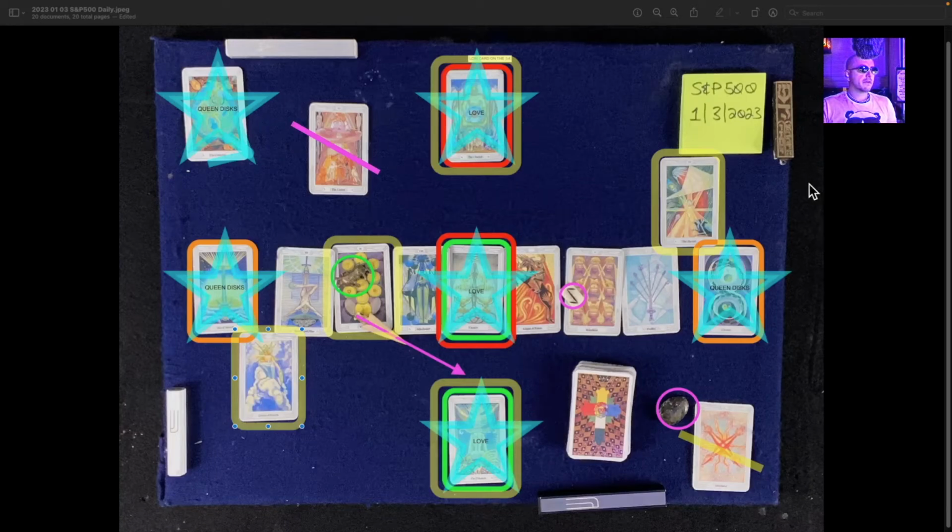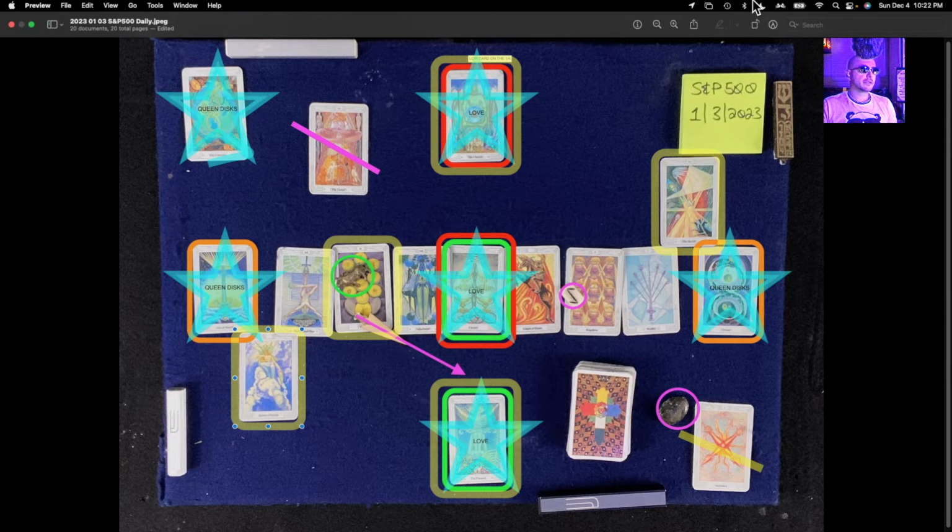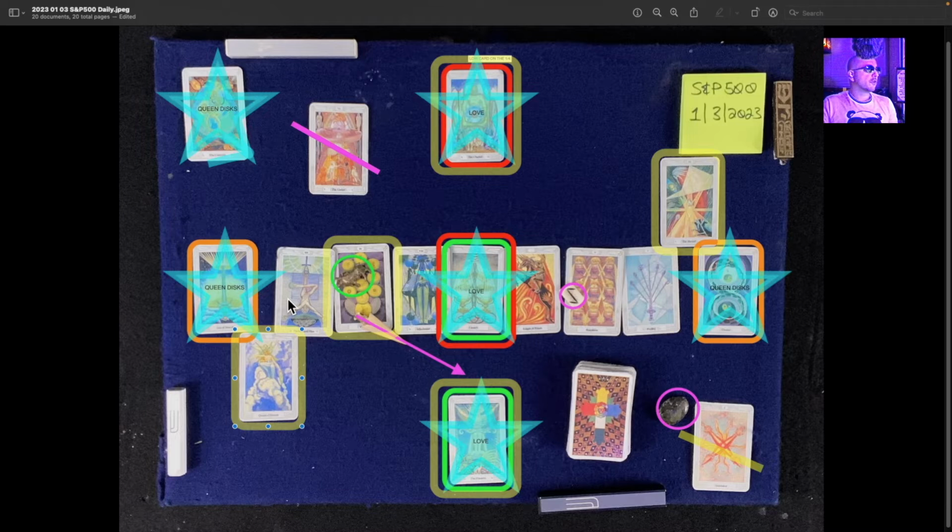This is the S&P 500 one-day reading for January 3rd, 2023. It's currently December 4th, 2022, 10:22 p.m. Eastern Time. The overall theme and behavior: we have a notable decline on the scale of a multi-day chart. We'll have a notable decline standing out on the 3rd.